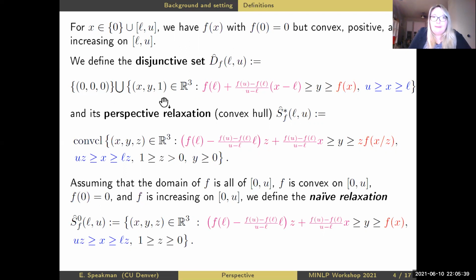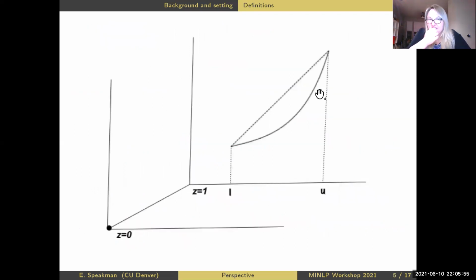This set is what happens when my binary variable is equal to 1. And in this case, my x is going to be between L and u. My y is going to be greater than or equal to f of x. And then I'm also going to bound my y from above. And actually, this picture is going to explain this much easier than I could in words.